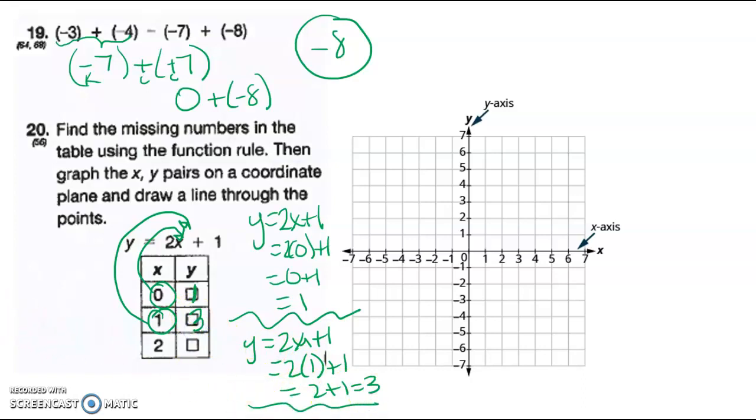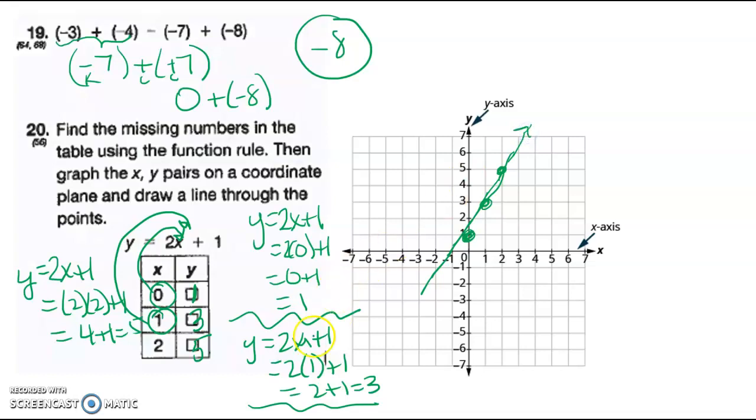I'll do the next one over here. Y is equal to 2x plus 1. And the next x is 2. 2 times 2 is 4, plus 1 is 5. So I have 1, 3, and 5. And it says then graph them and draw a line. So I have 0, 1. So 0, 1, 1, 3, and 2, 5. And that is my line.